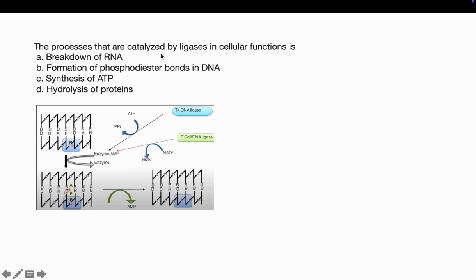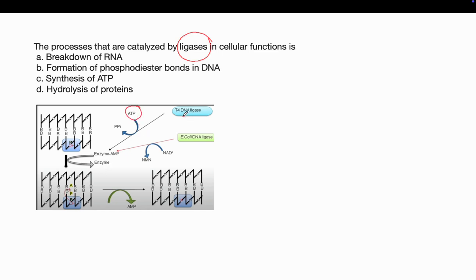The processes catalyzed by ligases in cellular function: breakdown of RNA, formation of phosphodiester bonds in DNA, synthesis of ATP, hydrolysis of protein. Ligases are involved in the formation of molecules using ATP.